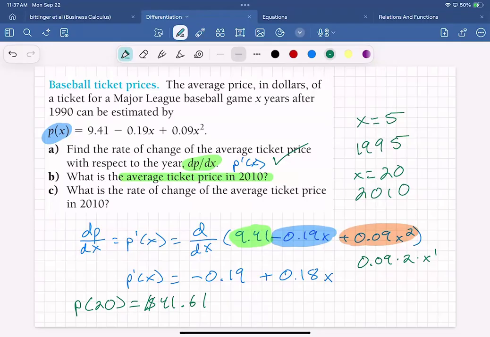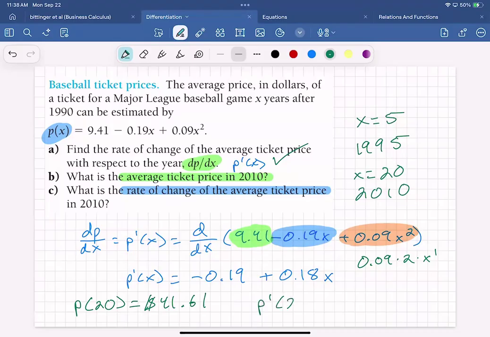All right, now what changes though when we go to the next one? What was that? My derivative function, right? We got to go use P prime of x for this one. So make sure you see the difference between these two. This one says, what is the rate of change of the average ticket price in 2010? So really what we're trying to say is, in 2010, as we look at 2010 and the years before or after, was the average price going down or was it going up? The average price was 41.61, right? But when we look around the other years, let's see what it says.